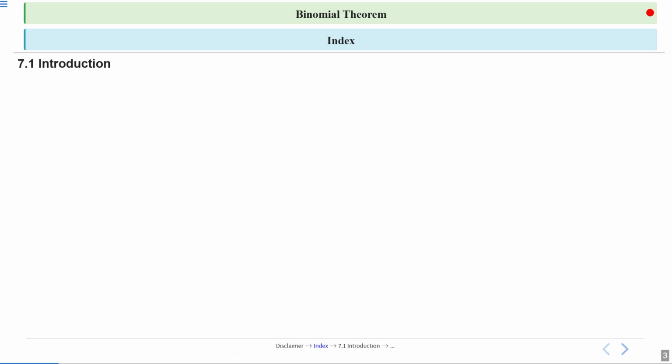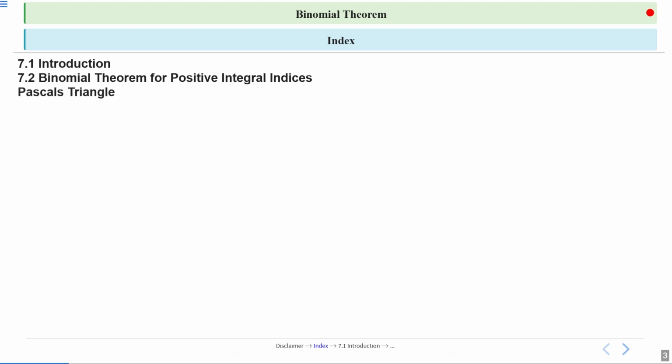So first of all, we will introduce the basic concepts and historical context of the binomial theorem. Then we will focus on the binomial theorem for positive integral indices. This means we will be looking at cases where n is a whole number. The theorem helps us expand expressions like x plus y whole to the power n into a sum of terms.